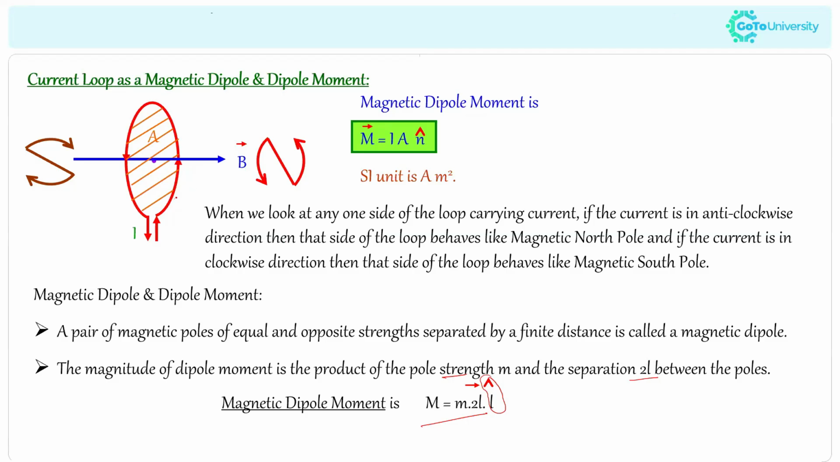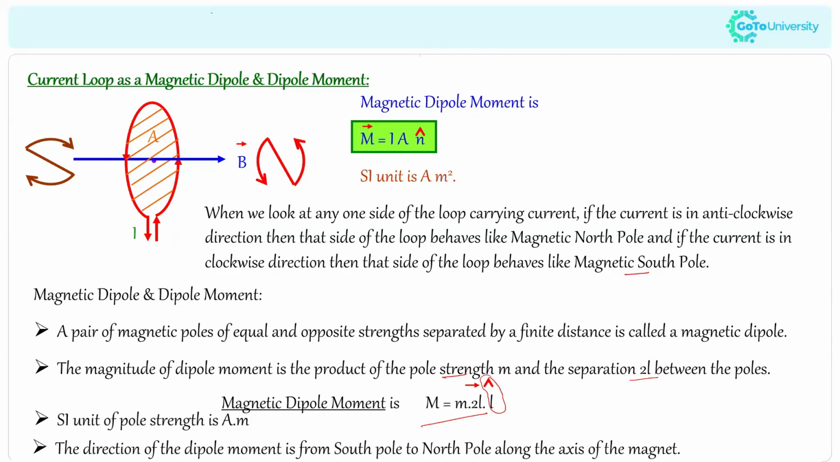Okay, so in terms of a current loop, when we look at any one side of a loop carrying a current, if the current is moving in an anti-clockwise direction, then that side of the loop behaves like a magnetic north pole, and if the current is in a clockwise direction, then that side of the loop behaves like a magnetic south pole. So you have to know this, based on the direction of the current, how to choose the pole of a magnetic field as well. Okay, so I'm just giving the tip for finding the poles of the magnetic field.